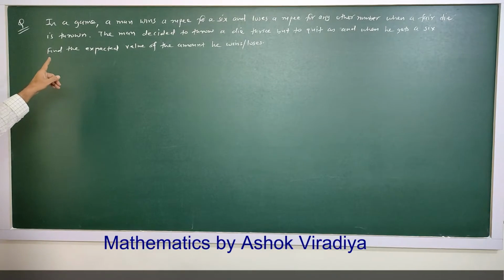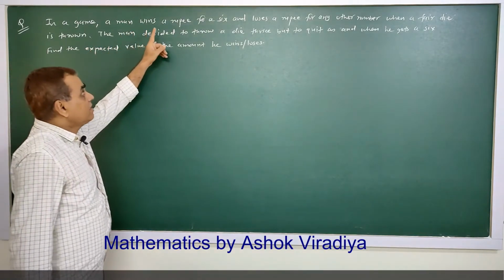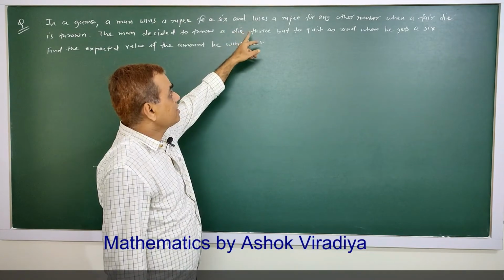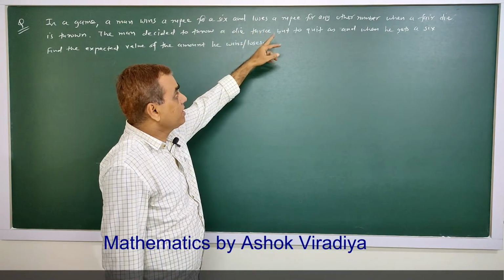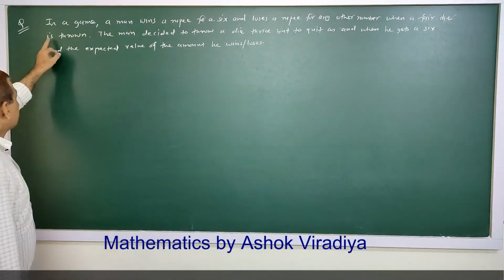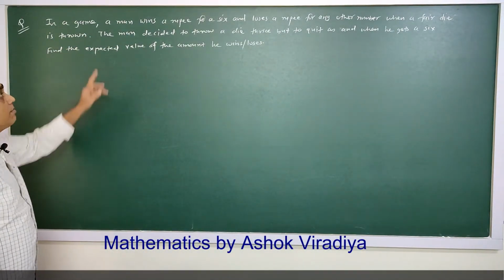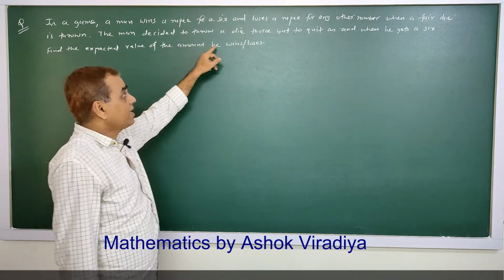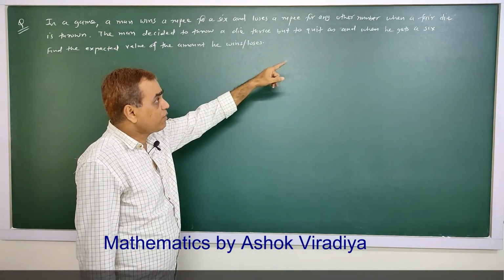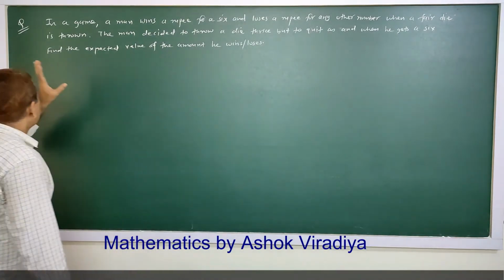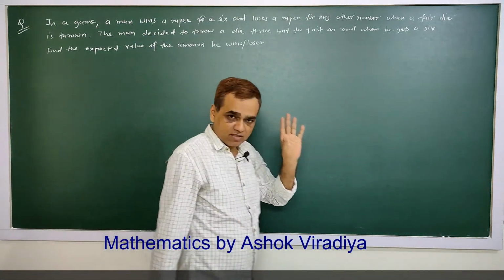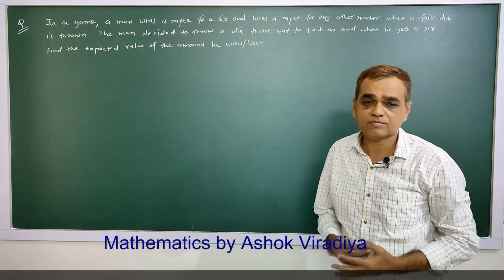In a game, a man wins a rupee for a 6 and loses a rupee for any other number when a fair die is thrown. The man decided to throw a die thrice, but to quit as and when he gets a 6. Find the expected value of the amount he wins or he lost.